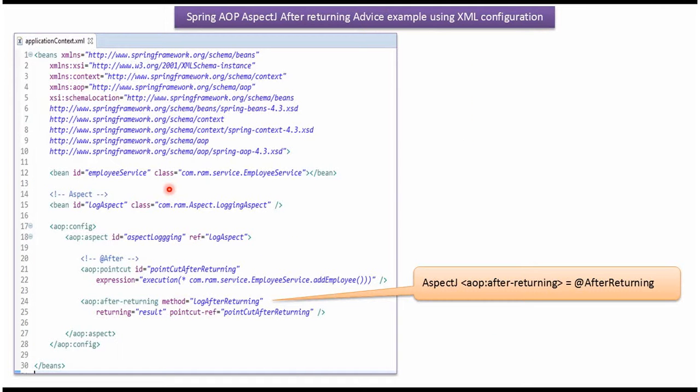This is a Spring configuration file. Here I have created a bean for the EmployeeService class, and here I have mentioned the aspect class, LoggingAspect, and here I have done the AOP configuration. Here I have mentioned the pointcut method as the addEmployee method of the EmployeeService class, and here I have configured that after calling the pointcut method, the addEmployee method, call the logAfterReturning method of the LoggingAspect class. This aop:after-returning is equivalent to the @AfterReturning annotation.